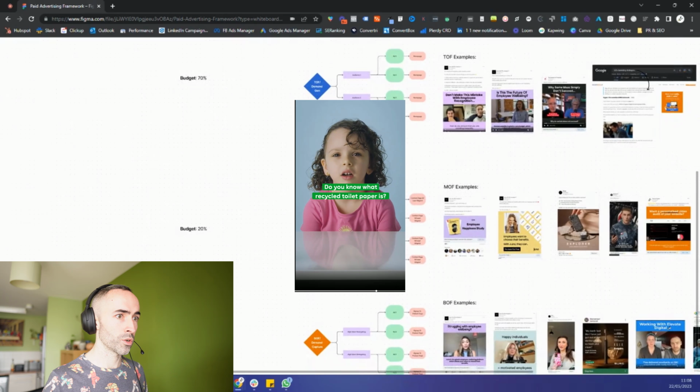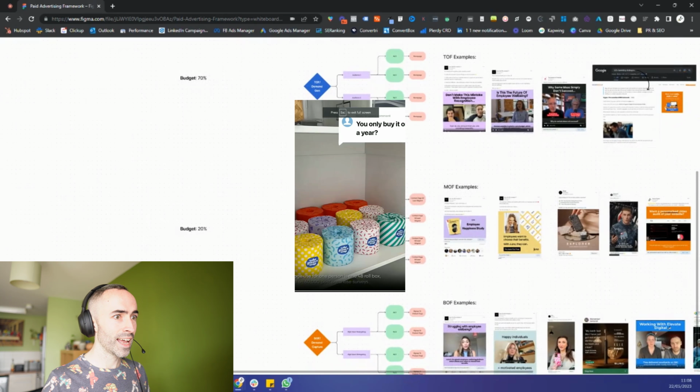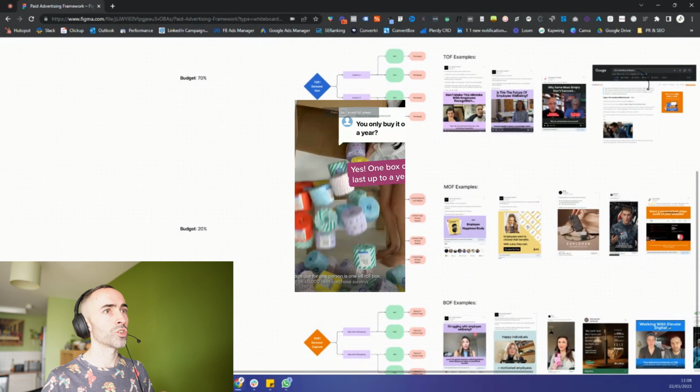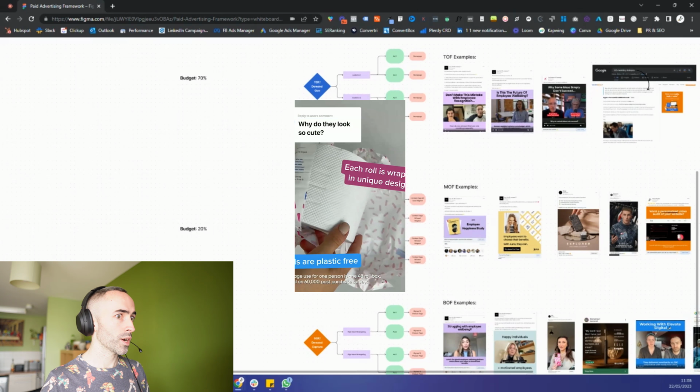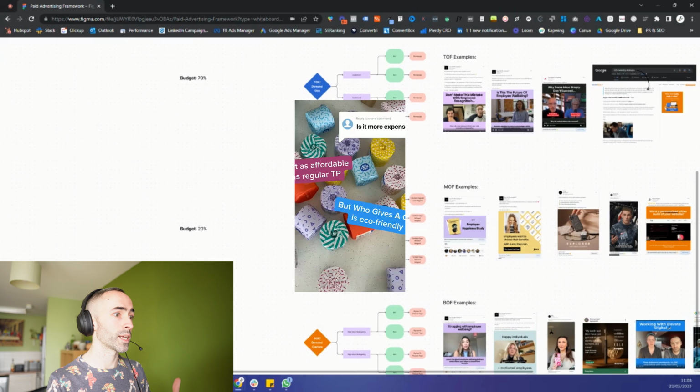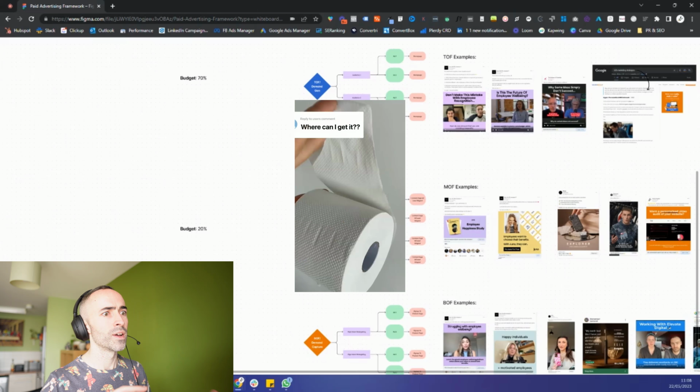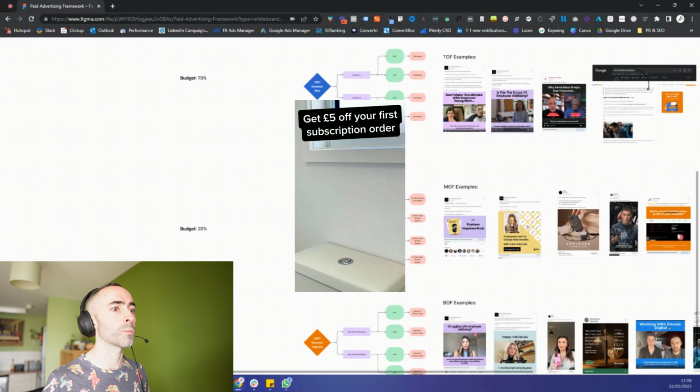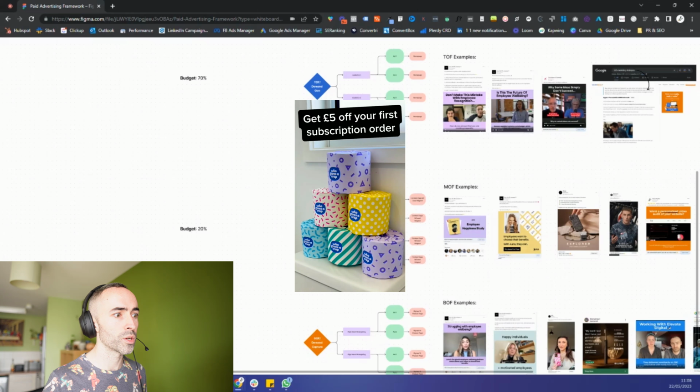What they then do at the middle of funnel is they start transitioning into, hey, here's our product, here's our offering, what it does. Come and check it out. So they're now getting people aware of the actual product or the service, the solution you provide.